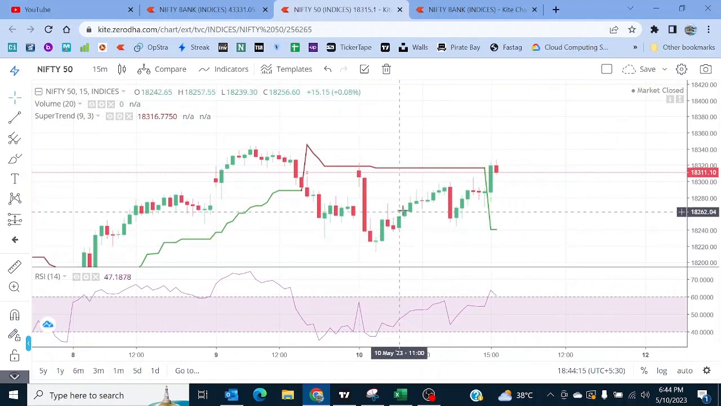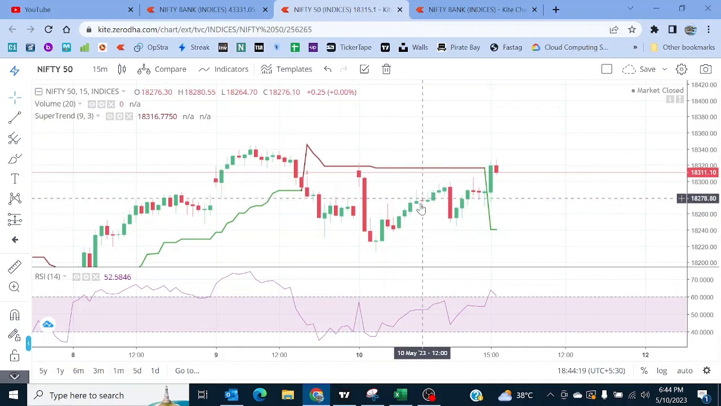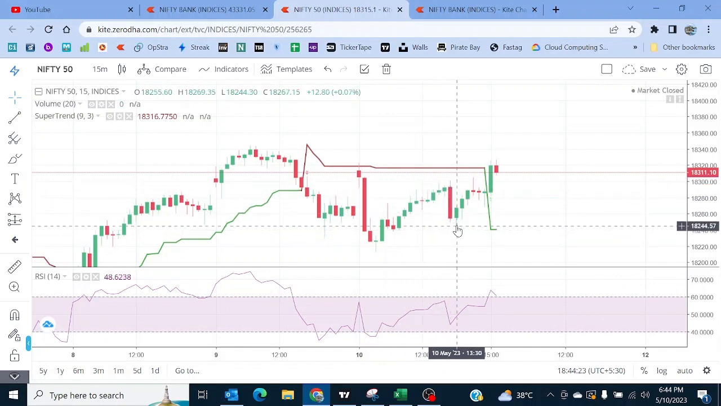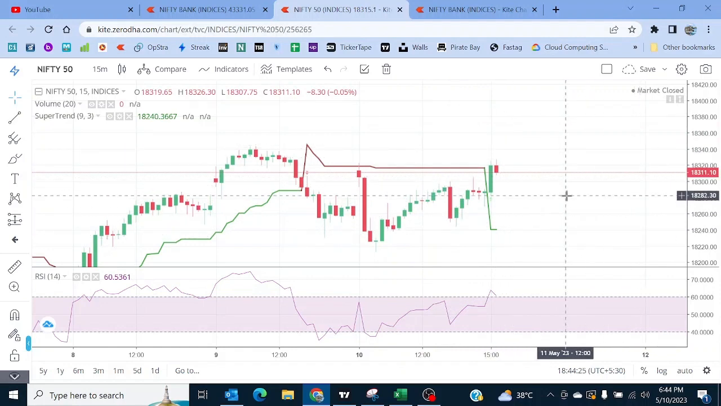There was always fear of one more crackdown. You can see the long wicks, right? So after that it again broke down and again started going up, so it was not a good day as per the price action. So this is what happened today.